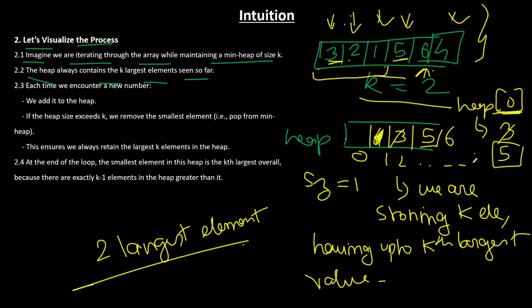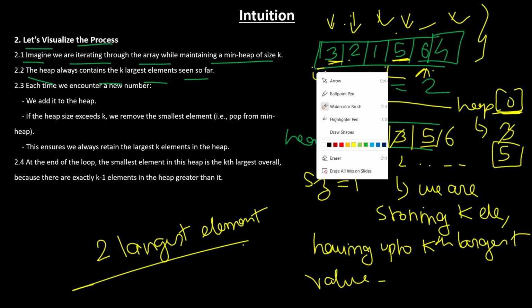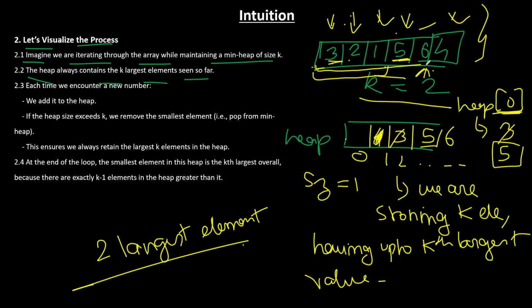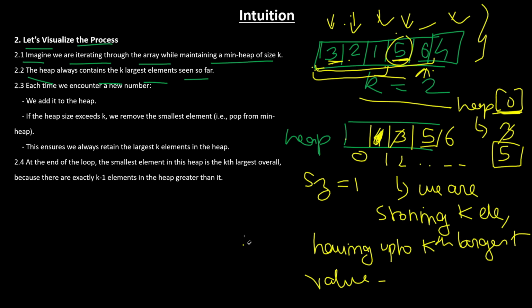correct? Because if you check from 3 to 4, the second largest element comes out to be 5. Because 6 is the largest, 5 is the second largest. And even before storing 4, if you check from 3 to 6, the second largest element also comes out to be 5. So the heap basically is helping us by providing the smallest element, right? The smallest element in the heap array.